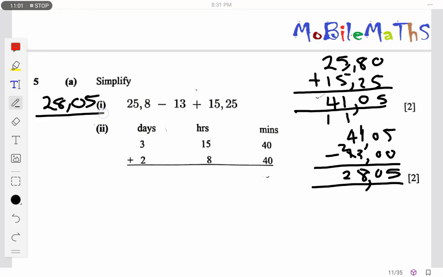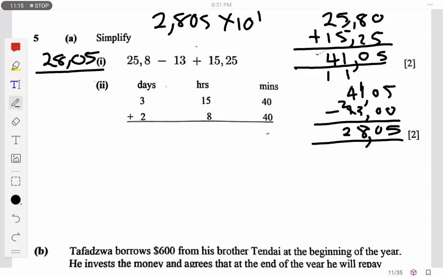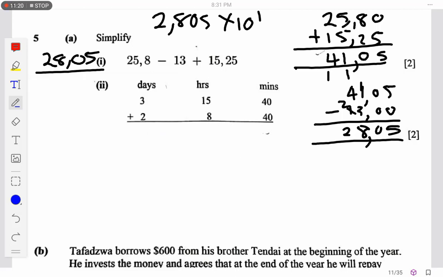And this time they did not say write it in standard form. If they've asked us to write in standard form, we're going to write it as 2.805 times 10 to the power of 1. Okay, let's move on. Now we are given also days and time, hours and minutes, and we want to add them.